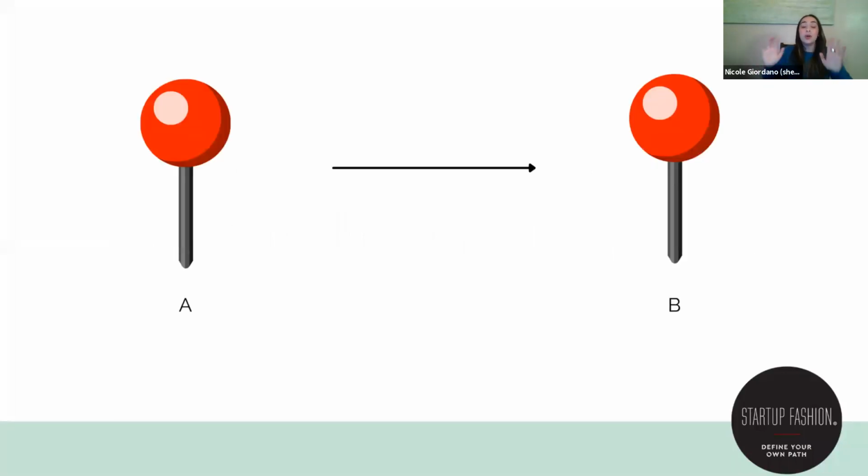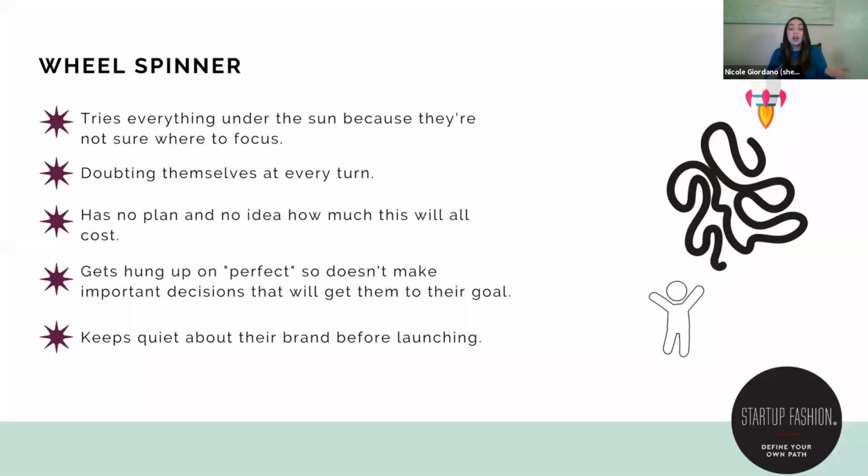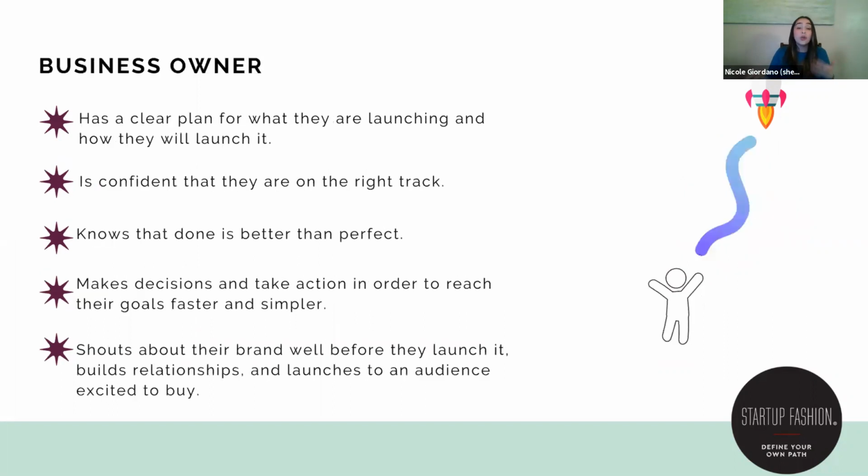Okay, now this takes me to this idea. It's about this process of going from where you are right now to where you want to be. So point A is where you are right now. And point B is launching the business you dream of, right? So the line that connects those two things consists of having a really strong mindset, of having a clear plan, of developing this product, and of creating an audience that's ready to buy on launch day. And now you know that you have two options for getting there, right? You have the wheel spinner method where you are Wendy and you're trying everything under the sun because you're not sure where to focus. Or you have the business owner method where you are Brenda and you have this clear plan for what you're launching and how to launch it.